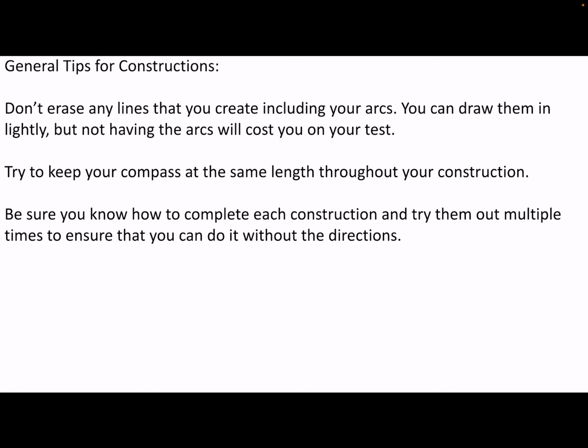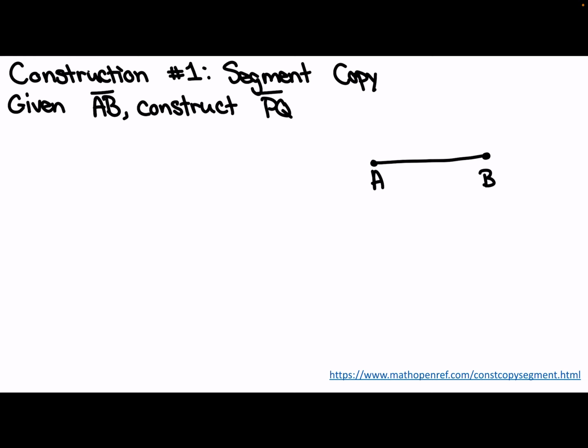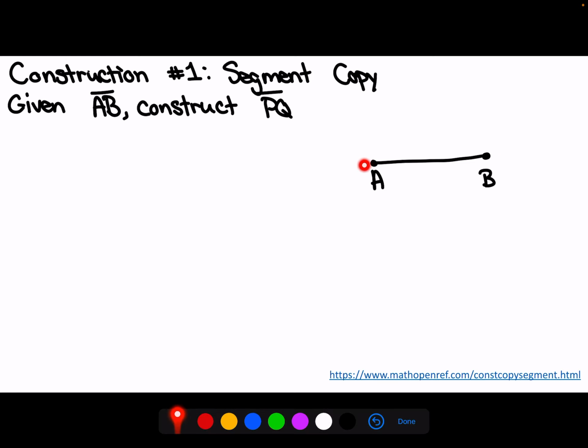Lastly, be sure you know how to complete each of these and try them out multiple times. Make sure that you guys can do them without any direction and that you're just comfortable with these types of constructions. So let's go ahead and get started. Our first construction is going to be a segment copy. So given segment AB, we're going to go ahead and construct segment PQ such that AB is congruent to PQ.